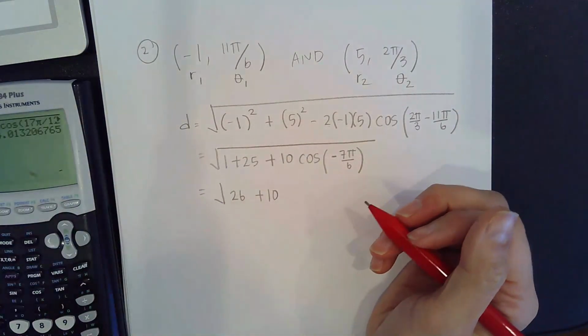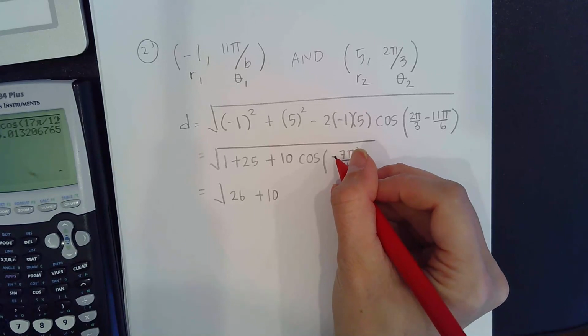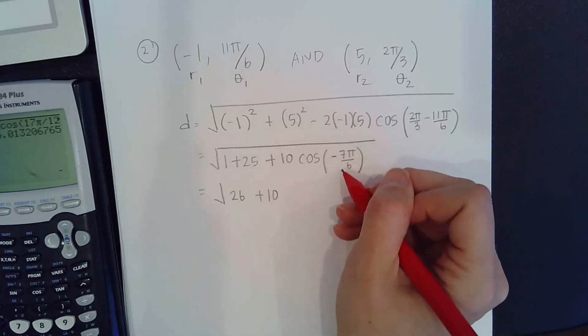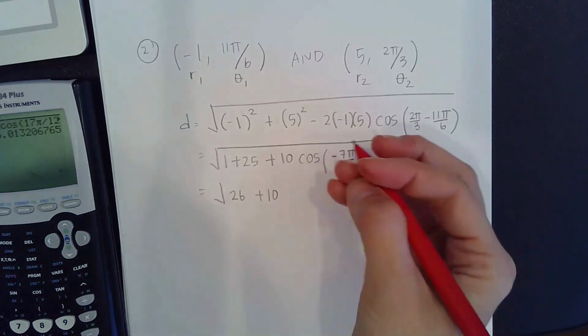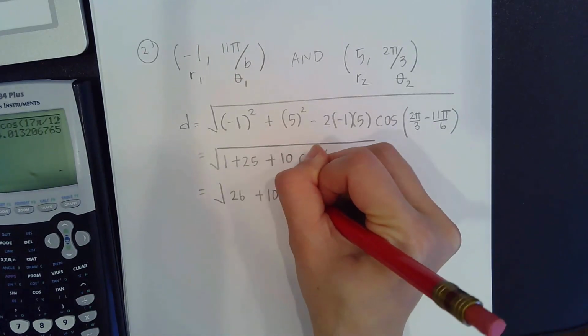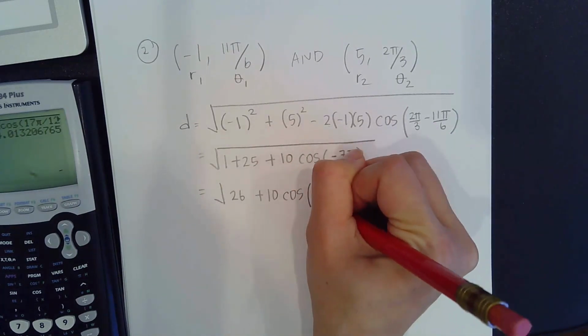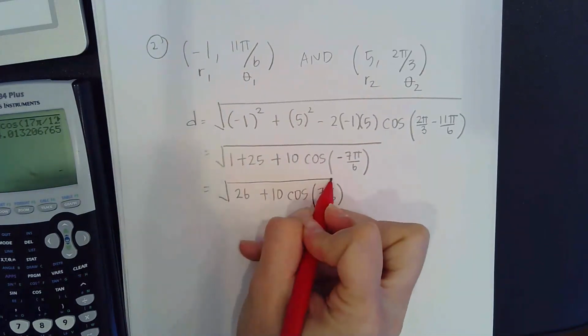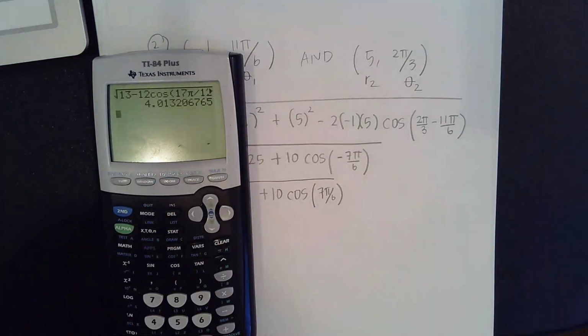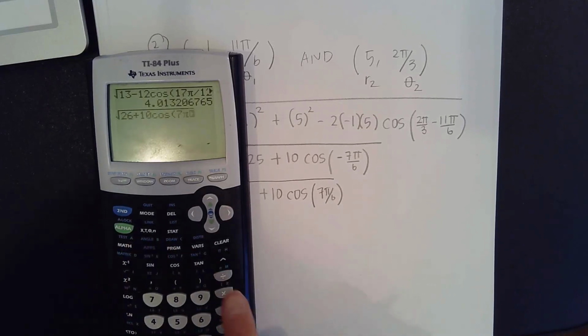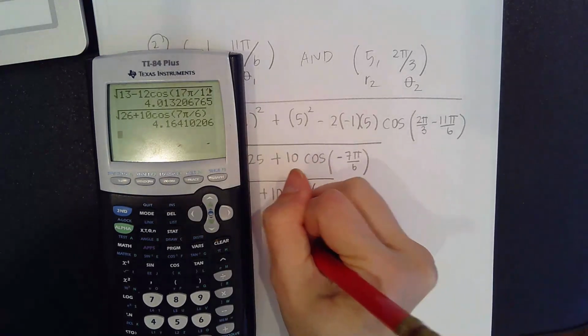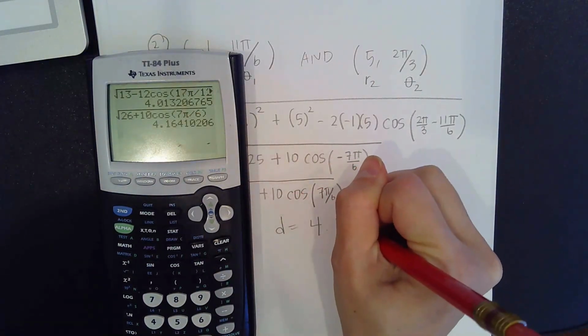Okay, so remember the cosine of a negative angle is the same thing as the positive. Remember, it's even. So this will just be the same thing. So in our calculator, we can put square root of 26 plus 10 cosine of that, and it's going to be 4.16.